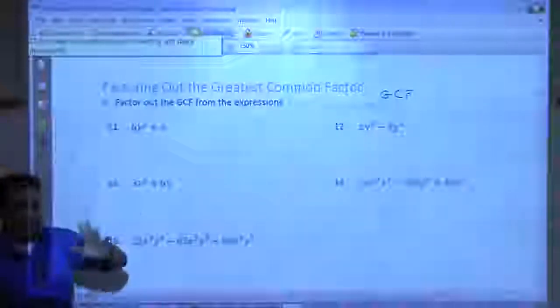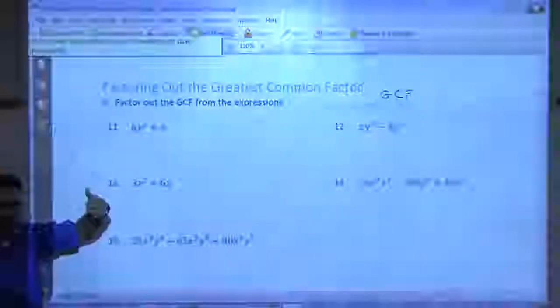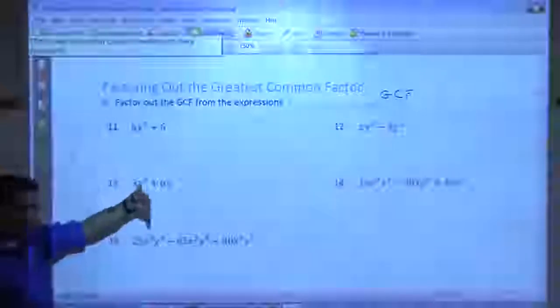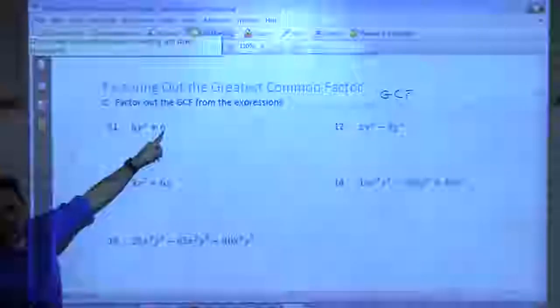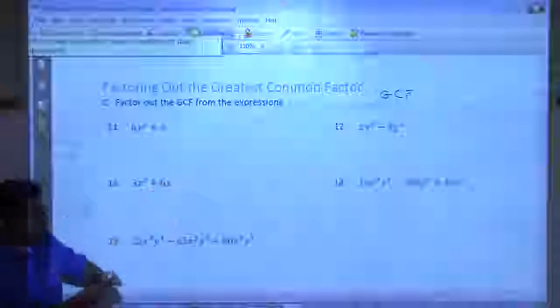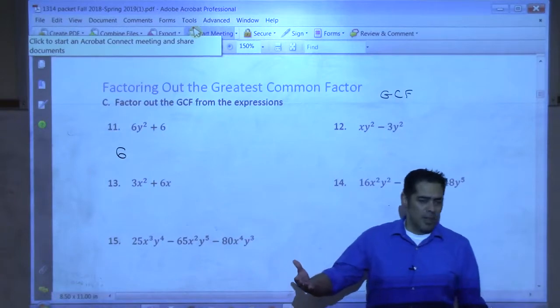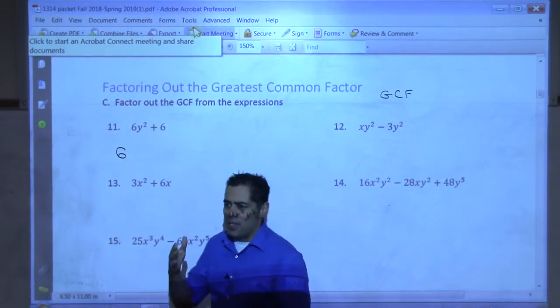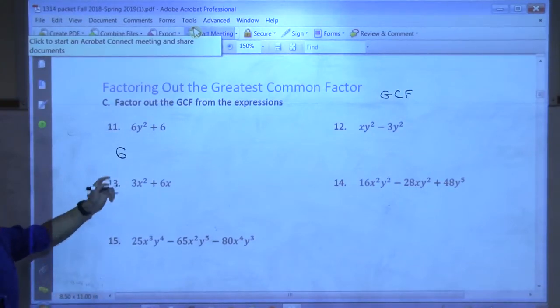You first start looking at numbers, okay? You have a 6 and you have a 6. And so you ask yourself, what number divides into both 6 and 6 evenly? What's the biggest number you can think of that goes into 6 and 6? 6 itself, right? So 6 would be part of our common factor. So we put 6 here. And then you start looking at the letters. Do these two terms have a letter in common? No, they do not. So we're not done, but we're done factoring out the greatest common factor.